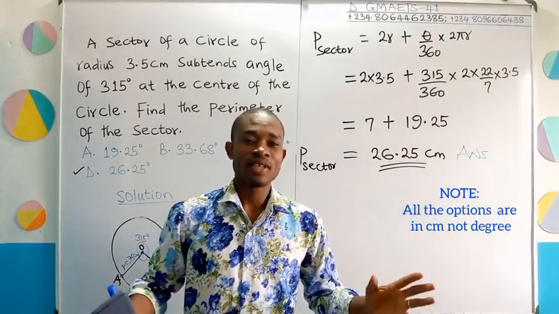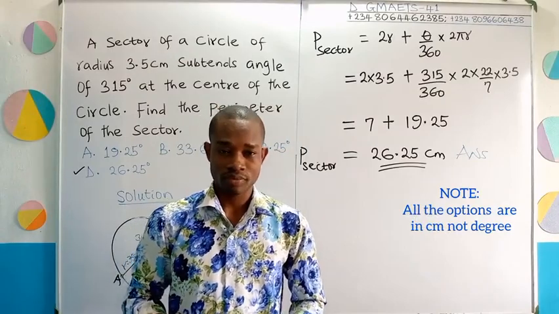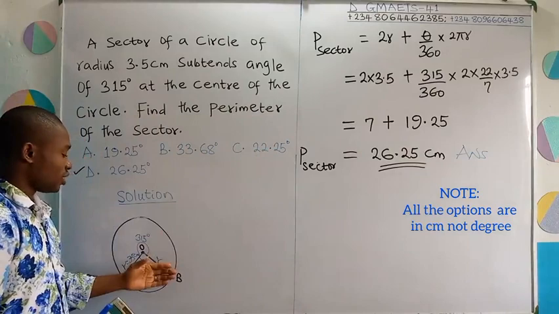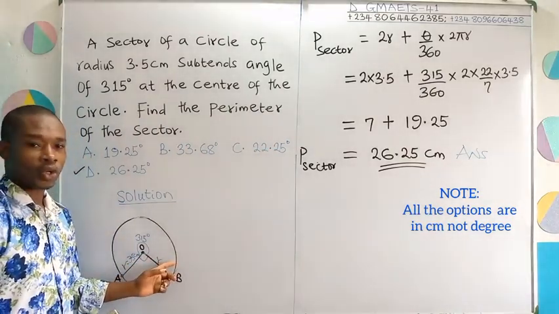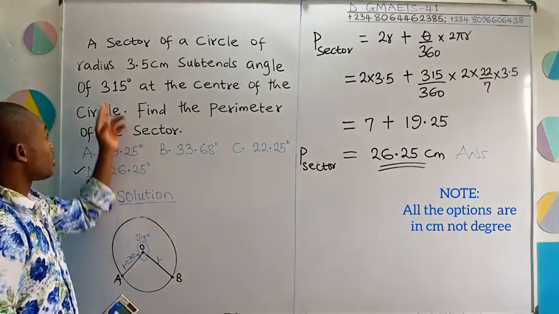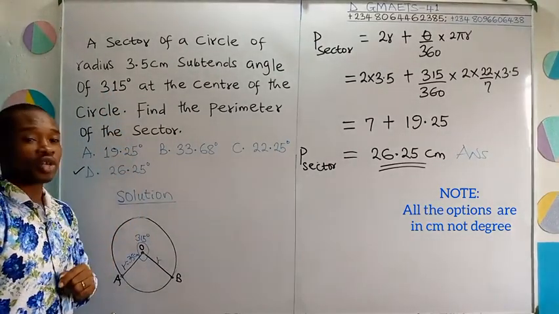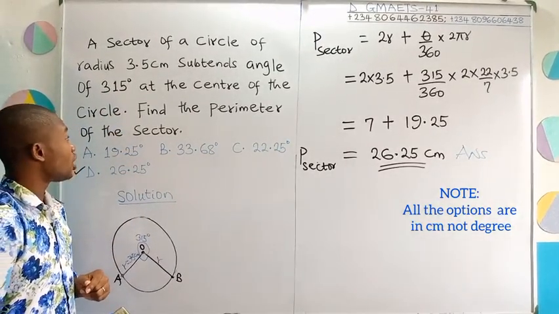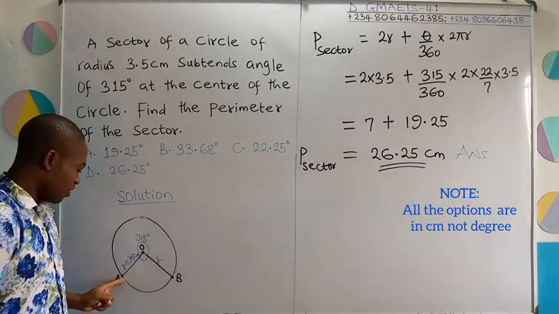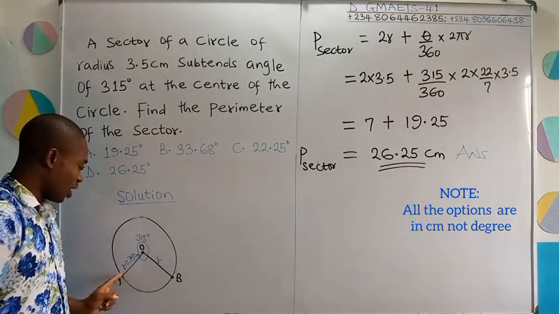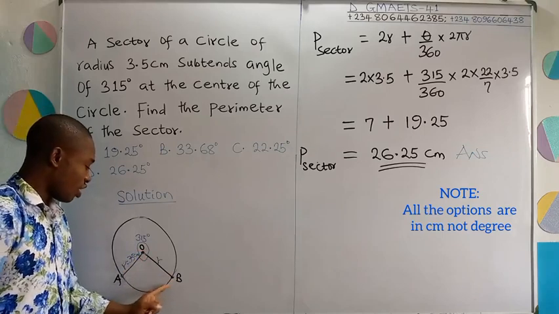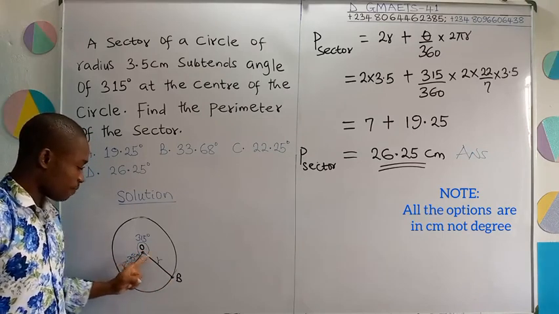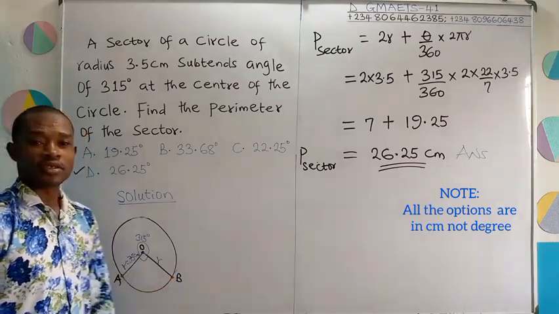Okay, now this is the work I want you to do. I already explained that this perimeter we are calculating is the perimeter of the major sector. Reason, the angle given to us is 315 degrees. Is that okay? 315 degrees. What if I want you to calculate the perimeter of this minor sector? This one. Is that okay? How do you obtain it?